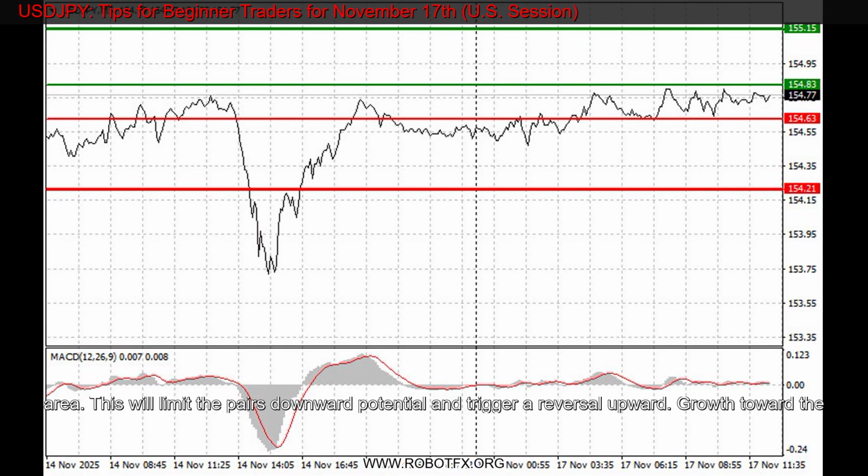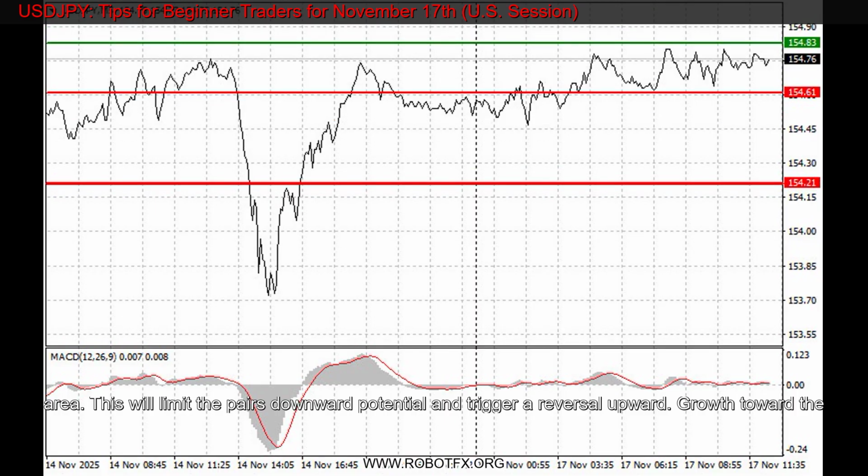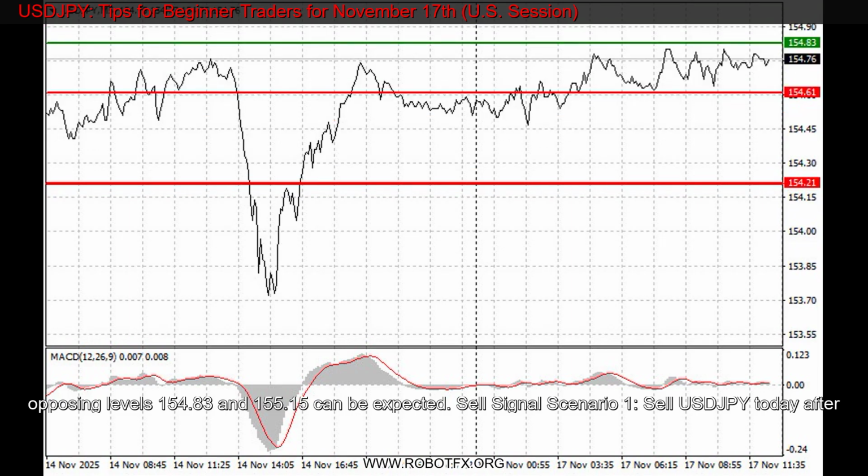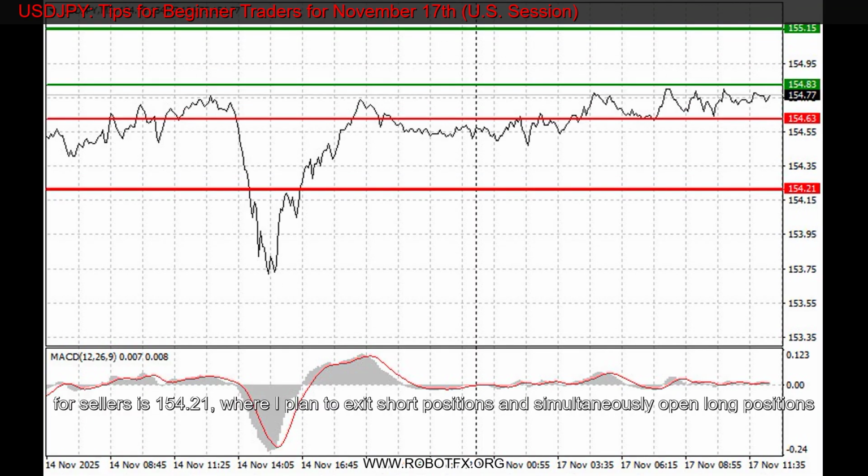Sell signal, scenario 1: sell USDJPY today after breaking 154.63, the red line on the chart, which should trigger a rapid decline. The key target for sellers is 154.21, where I plan to exit short positions and simultaneously open long positions in the opposite direction, expecting a 20-25 point rebound. Downward pressure on the pair is unlikely to return today. Important: before selling, ensure the MACD is below zero and just starting to decline.